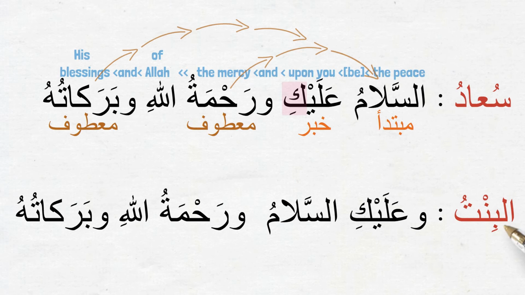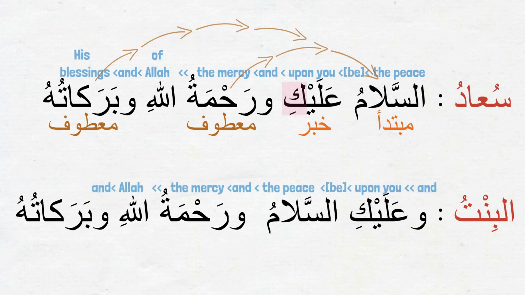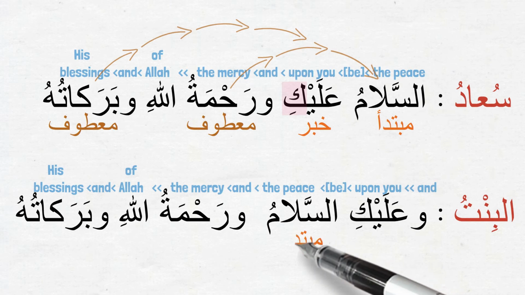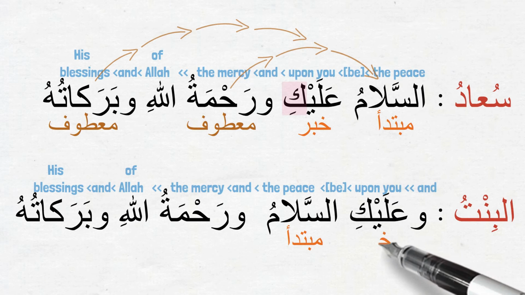Al-bintu, the girl returns the salam in a similar manner by saying وعليك السلام ورحمة الله وبركاته. And upon you be the peace and the mercy of Allah and His blessings. Notice here, even though the wording is switched in her response, وعليك السلام, their functions in the sentence remain the same. That is, السلام is still functioning as مبتدا and عليك is coming as خبر شبه جملة.